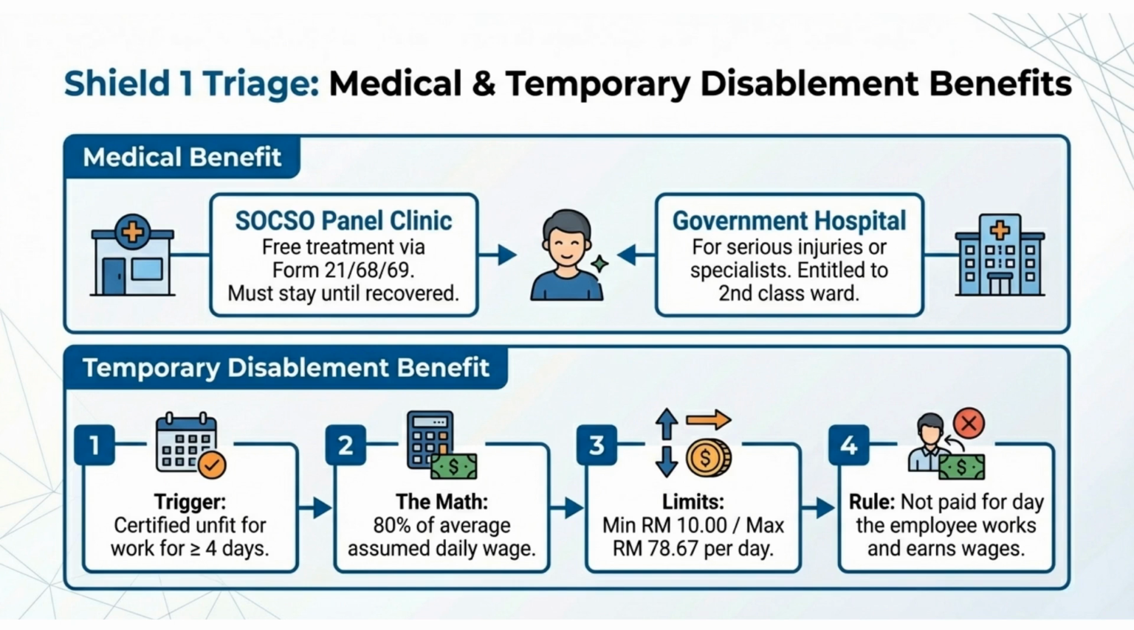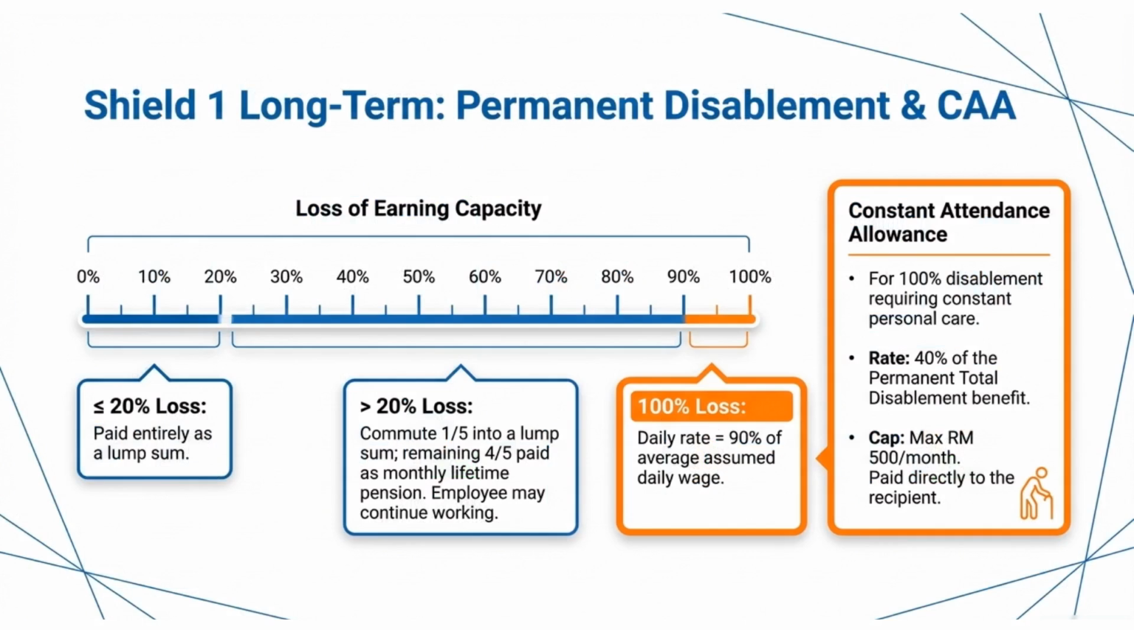The temporary disablement benefit is payable when a doctor certifies the employee unfit for work for not less than 4 days, including the day of the accident. The daily rate is 80% of the average assumed daily wage, subject to a minimum of RM 10.00 per day. For employees whose monthly wage exceeds RM 2900, the maximum daily rate is RM 78.67. No benefit is paid for any day on which the employee works and earns wages during the period of medical leave.